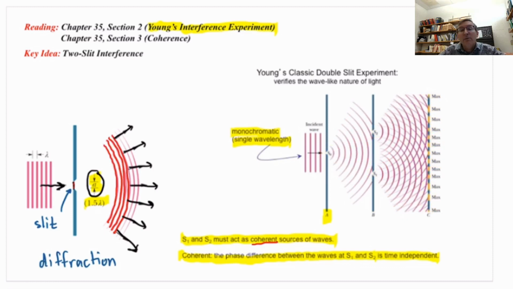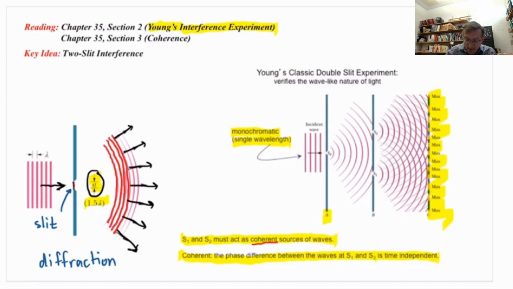Okay? That's what we want to be able to do. We need to be quantitative, right? We need to use math. And so I want to talk about how we're going to find the locations of the bright and dark fringes in this double slit experiment. Bright and dark fringes, again, over here on this viewing screen, C.